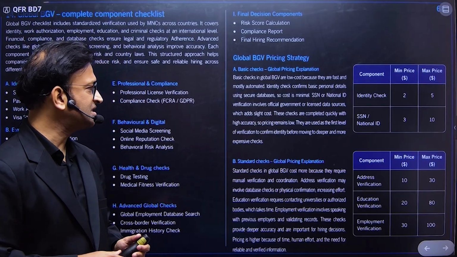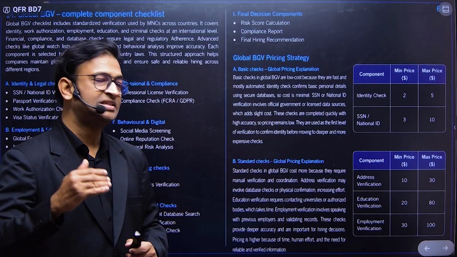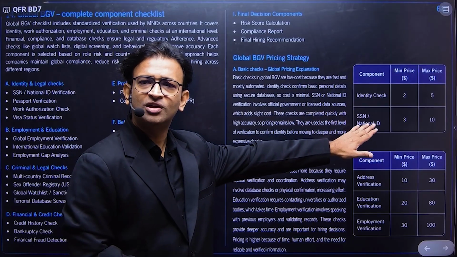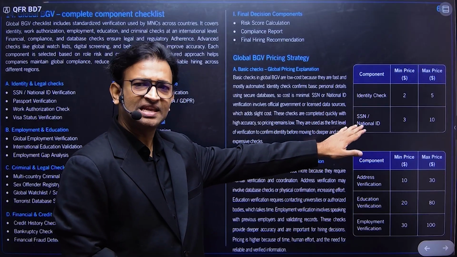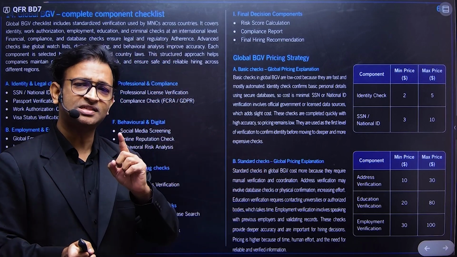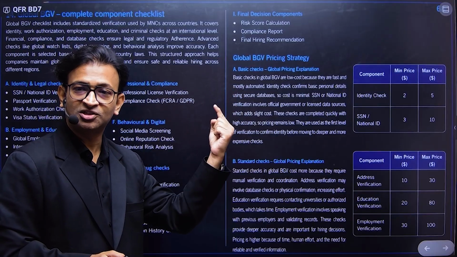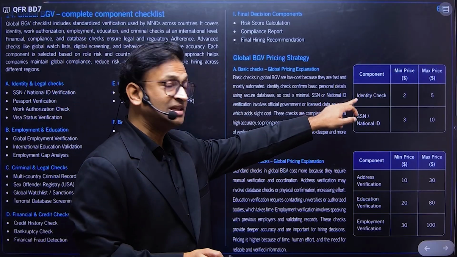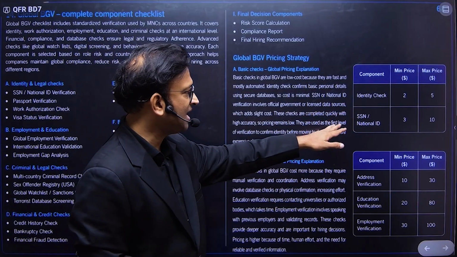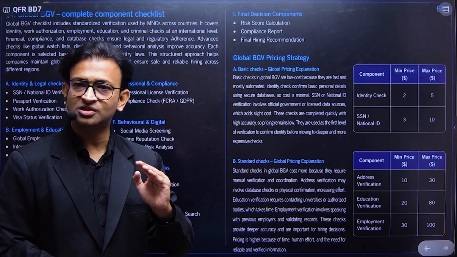They are used as the first level of verification to confirm the identity before moving to deeper and more advanced checks. Now, if you look and focus at this table, it highlights the minimum and maximum price range of the components of the checks performed in the global BGV pricing strategy. So what are they? ID check, $2 to $5 only. And SSN national ID, $3 to $10 at the most.